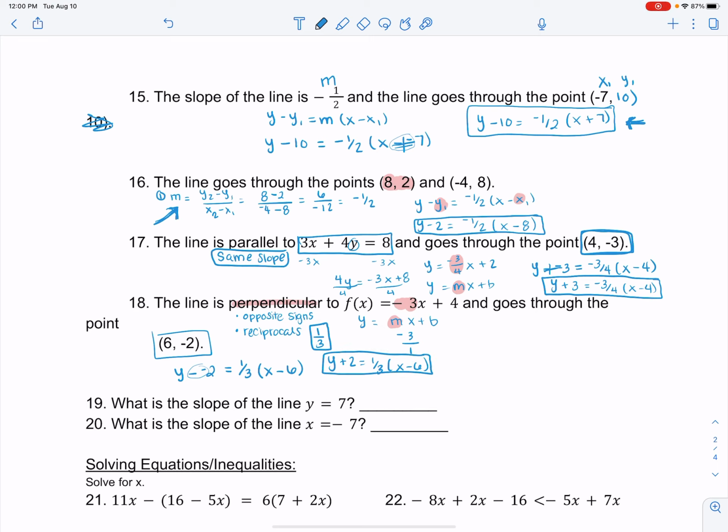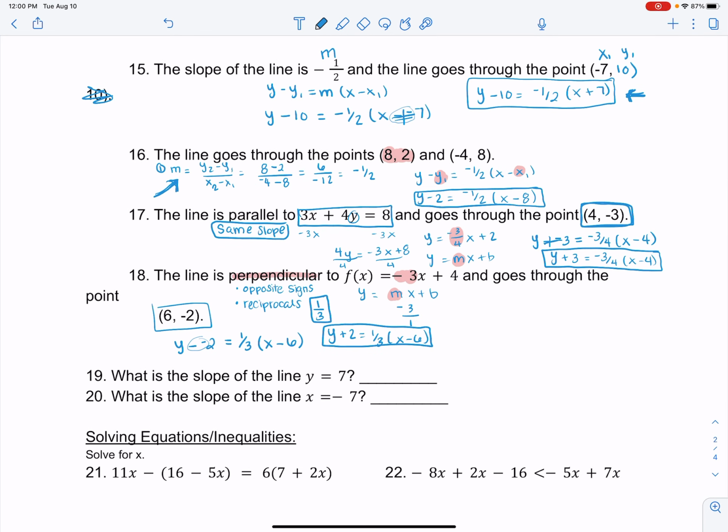Okay, the slope of the line y equals 7 and the slope of the line x equals negative 7. So I'm just going to draw a visual so we can figure out those two equations. If I have y equals 7, then I'm going to go to the y-axis, where y is 7, and that's this line here. So if I have y equals 7, that means everywhere on the line, my y values are 7. The slope of a horizontal line is 0.